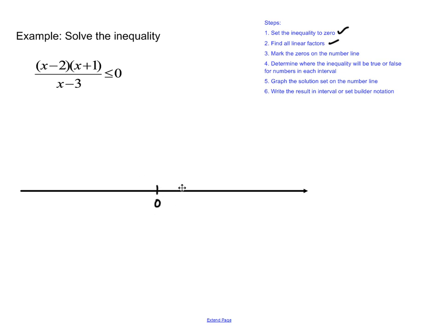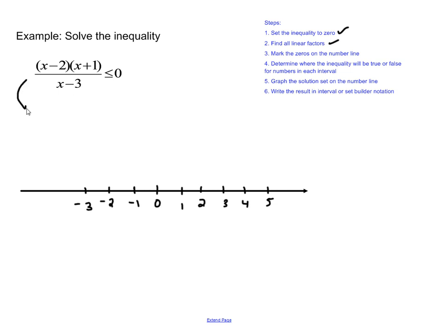Here's 0, 1, 2, 3, 4, 5, and so on to the right. Here's -1, here's -2, -3 to the left, and so on.